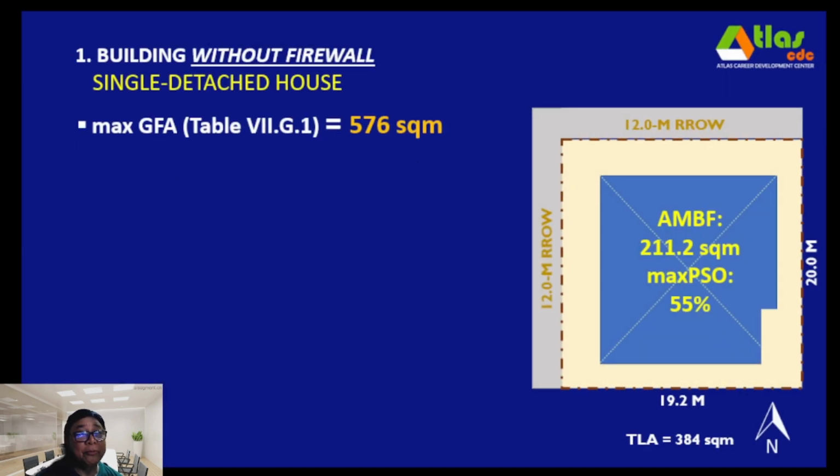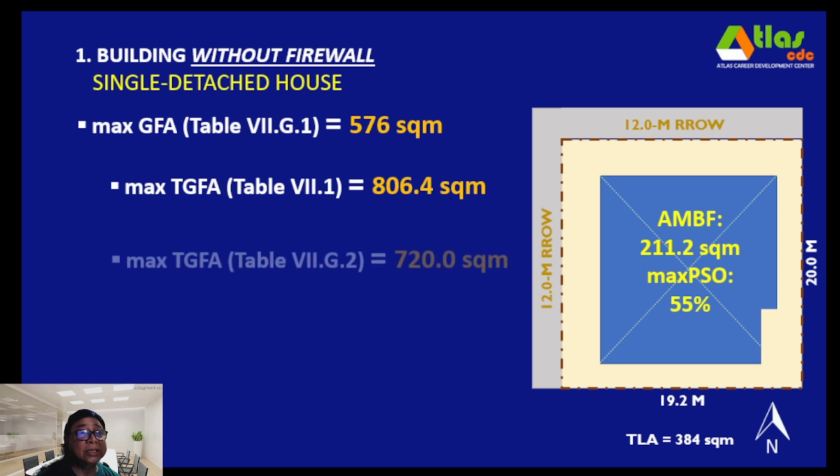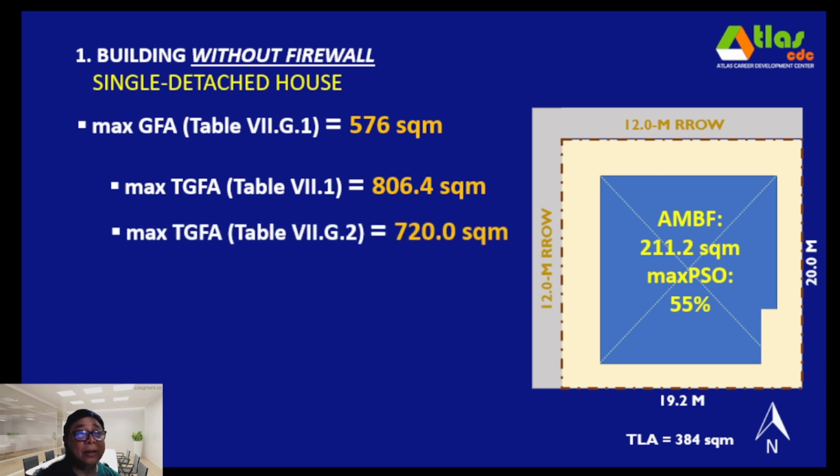So if we summarize the values for the floor areas, our maximum GFA based on table 7.g.1 will give you 576 square meters. And the maximum TGFA based on table 7.1 will give you 806.4 square meters. And your maximum TGFA based on table 7.g.2, or the conversion table, will give you a value of 720 square meters. So here it shows that the more stringent one is based on the conversion table.